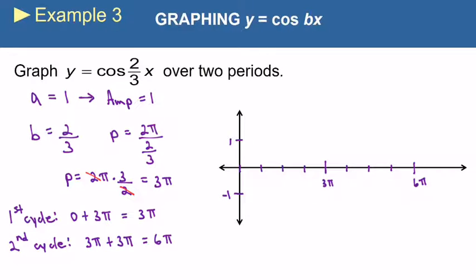Alright, now let's think about our pattern here. This is cosine, so the pattern should be high, middle, low, high, starting right here. High, middle, low, high, and then again high, middle, low, high. Connect the dots. There you go. There is your graph of cosine 2/3 x.